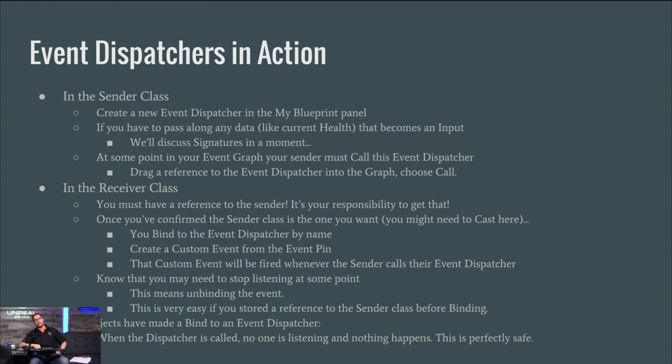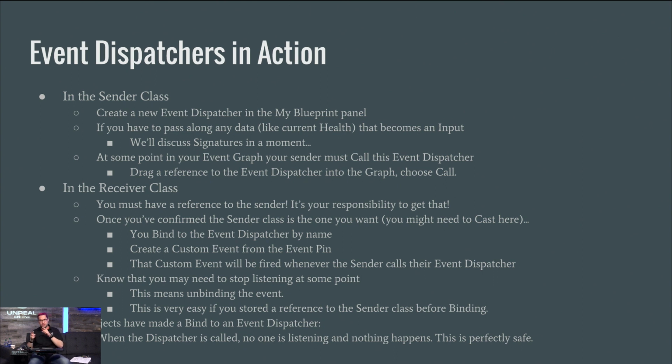Now, at some point in your event graph, your sender is going to have to call this event dispatcher, and that's a specific word. You're going to be using it. Call the name of this event dispatcher. And to do that, you can just drag a reference from the event dispatcher into the graph, and you'll choose call. We'll talk about that, and you'll see that in action here in a few minutes. Over in the receiver class, you must first have a reference to the sender, and it's your responsibility to get that.